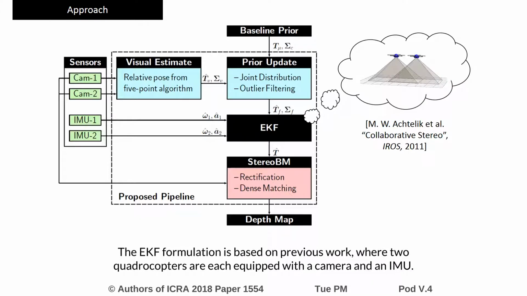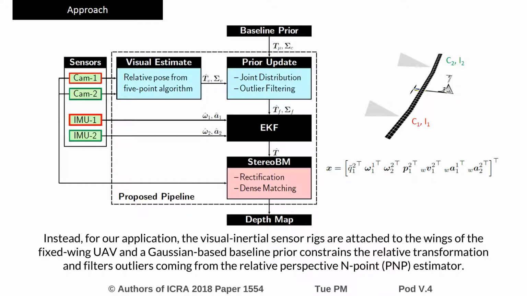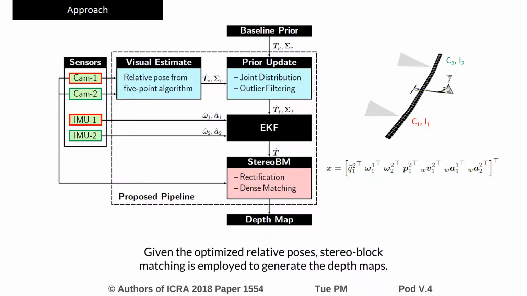The EKF formulation is based on previous work, where two quadricopters are each equipped with a camera and an IMU. Instead, for our application, the visual-inertial sensor rigs are attached to the wings of the fixed-wing UAV, and a Gaussian-based baseline prior constrains the relative transformation and filters outliers coming from the relative perspective endpoint estimator. Given the optimized relative poses, stereo block matching is employed to generate the depth maps.